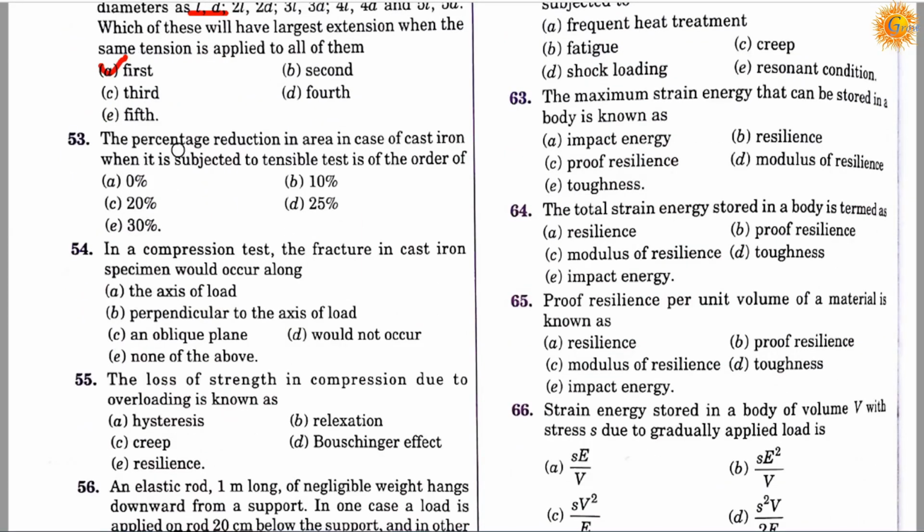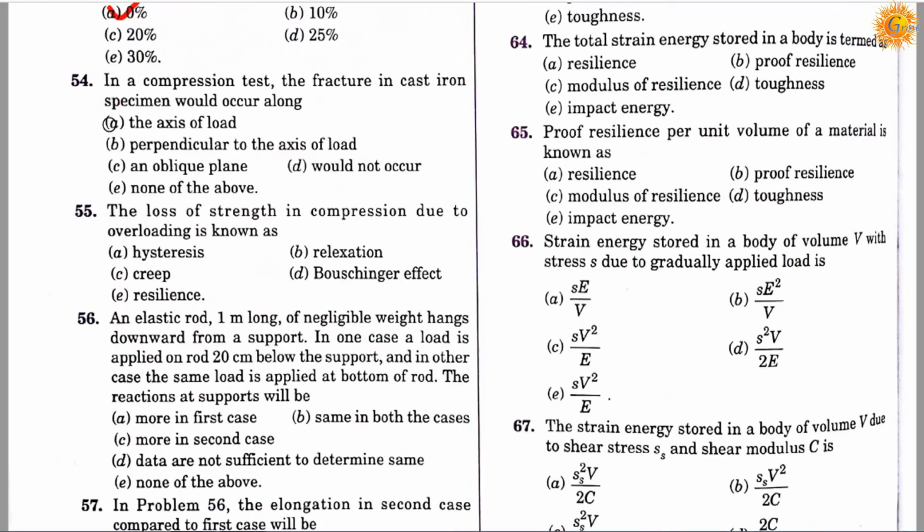The percentage reduction in area in a case of cast iron when it is subjected to a tensile test is of the order of: option A is 0%, option B is 10%, option C is 20%, option D is 25%, option E is 30%. So the correct answer is A, it will be 0%.